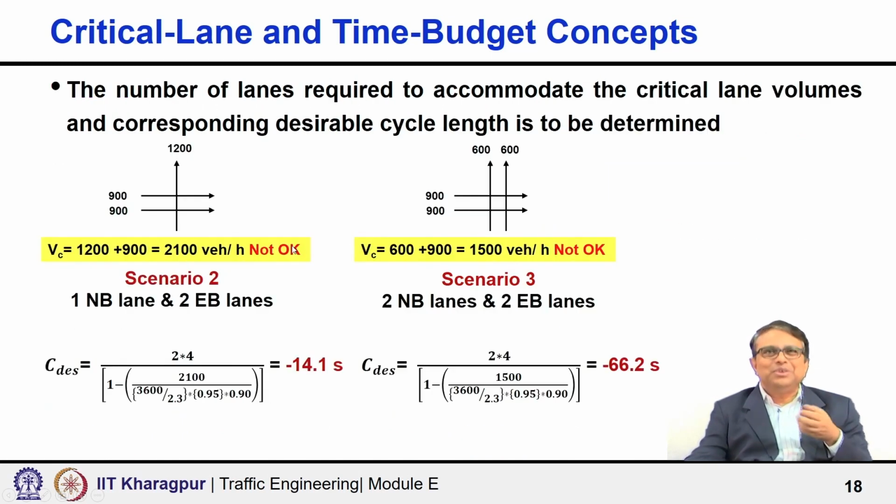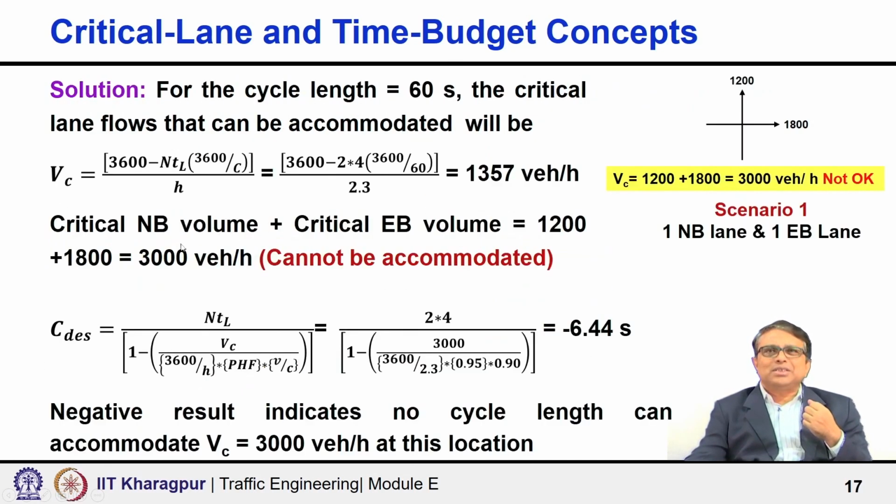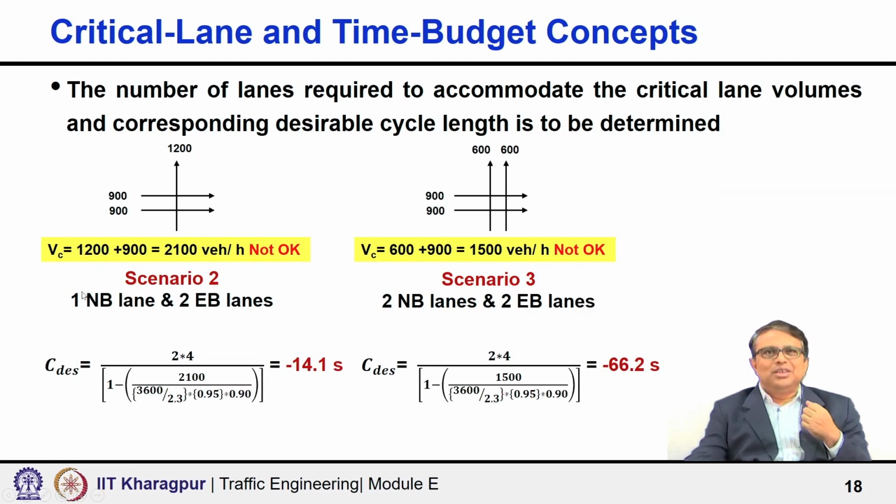So, now what do we do? Okay, let us go step by step. We know that the maximum volume here was eastbound, which is 1800. So, we say instead of one lane, should we have two lanes there? Let us try with that. If we give two lanes, then each lane will have 900 volume. Then what will be the critical volume? 2100 vehicles per hour.